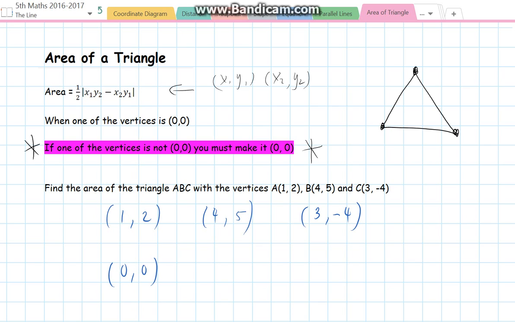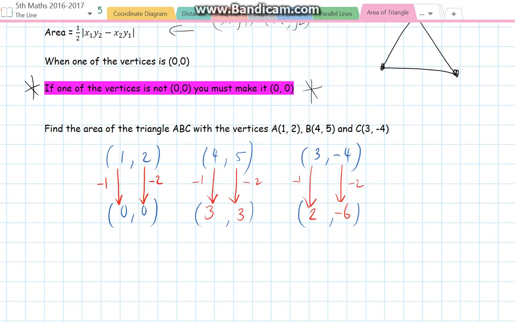So what you have to ask yourself is, how did I make that 1 become 0? How did I make that 2 become 0? With the 1 I subtracted 1, and with the 2 I subtracted 2 to get 0. Whatever I did to them, I must do to each of the other vertices. So here, from the x I have to subtract 1, and from the y I have to subtract 2. Here I have to subtract 1 from the x, and subtract 2 from the y. That will give me 3, 3, and 2, minus 6.